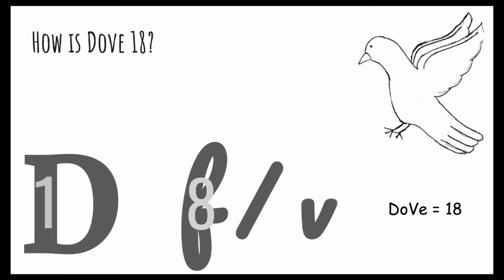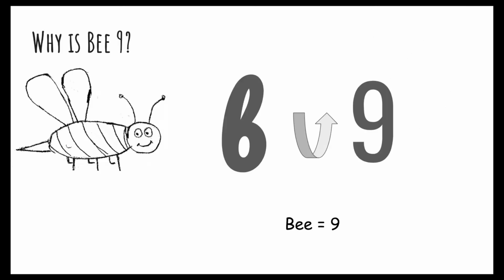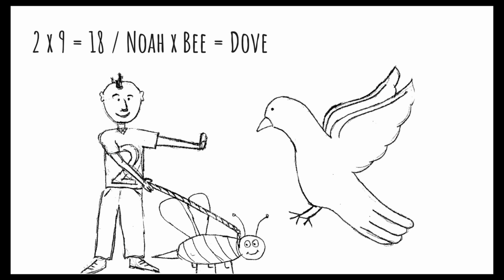Now why is dove 18, you may ask? Number 1 can be represented using the letter D, and we saw earlier when talking about UFOs that the letter F or the sound V is used to represent the number 8 in the major system. Thus, D and V can be put together to form the word dove, which represents the number 18. Thus, Noah times B equals dove. 2 times 9 equals 18.